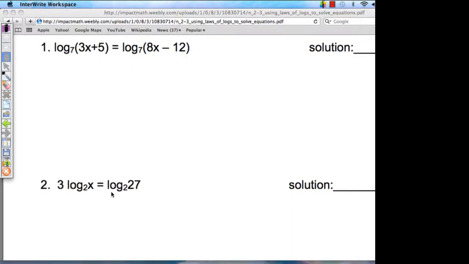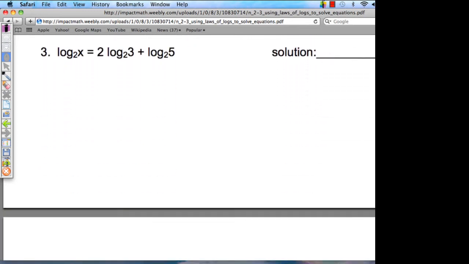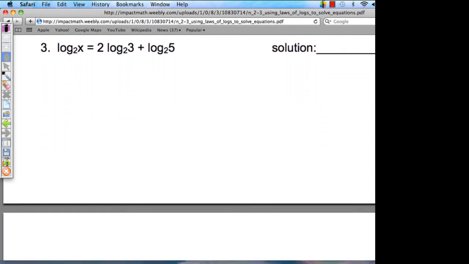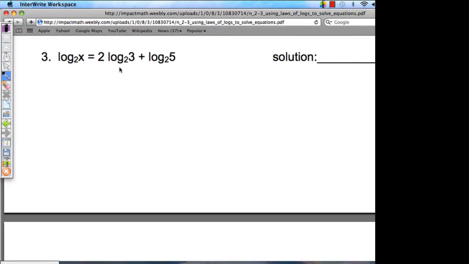So we'll move on to a couple more examples. Okay. In this one, you're going to need to combine these into one logarithm. When you add them, that means you multiply when you combine them into one. So, because it follows, if you remember, exponent rules.